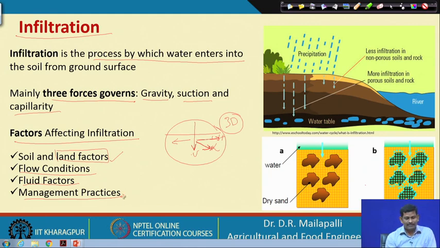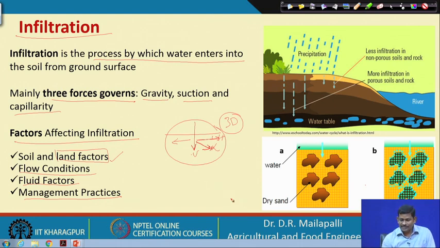Then the management practices. Rice soils need a lot of puddling, whereas other crops do not. Since the soil is under puddled condition, the infiltration rate will be slower compared to other soils. That is the reason water could stay on rice soils for 4 to 5 days, because of the puddling.